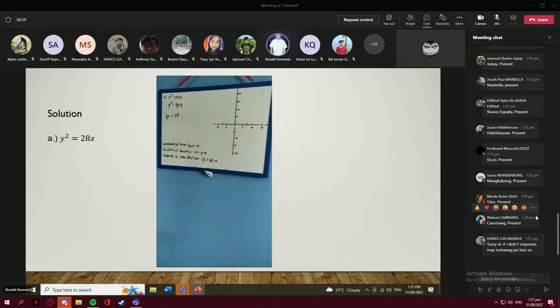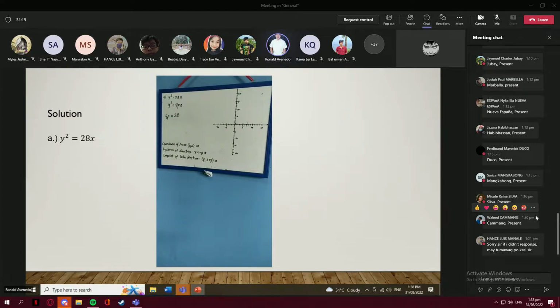So, the method that I used here is comparison, where you are going to compare each of the terms or each of the variables of each equation. So, halimbawa dito, the problem is y squared is equal to 28x. Then our guide is y squared is equal to 4px. Yun ang ating guide formula. So we will compare each of the variables. Y squared both on the left side of the equation, so y squared is equal to y squared. And then on the right side of the equations, we have x and x. So therefore, x is equal to x.